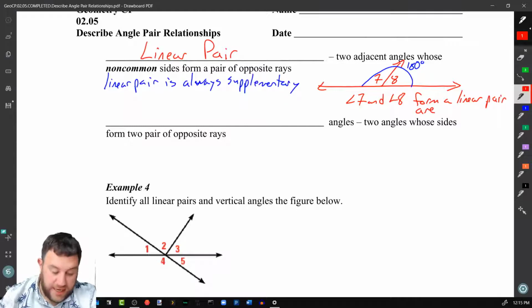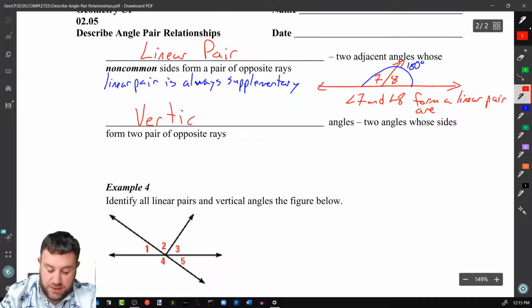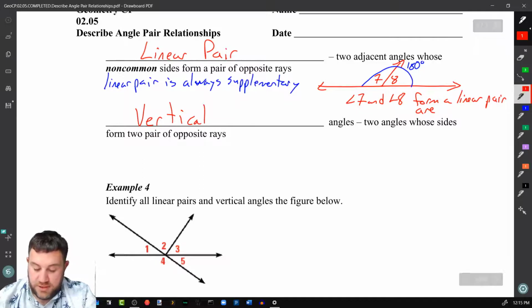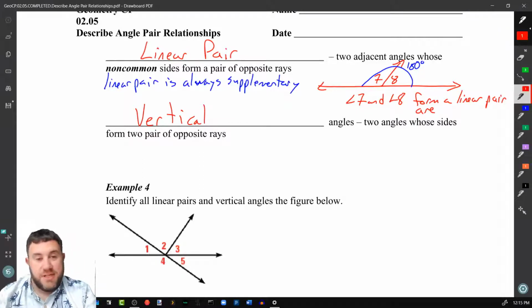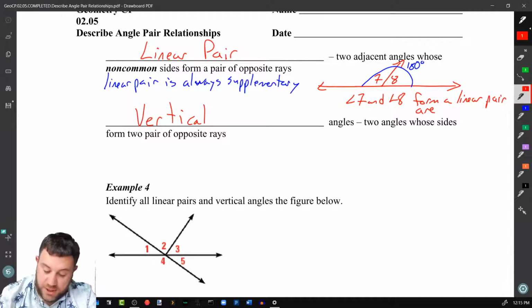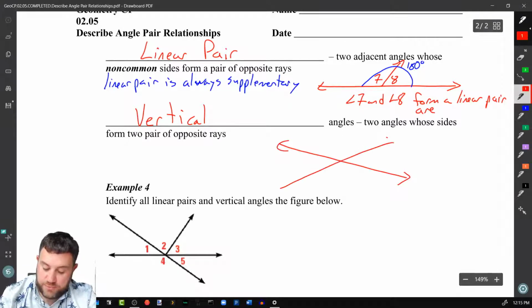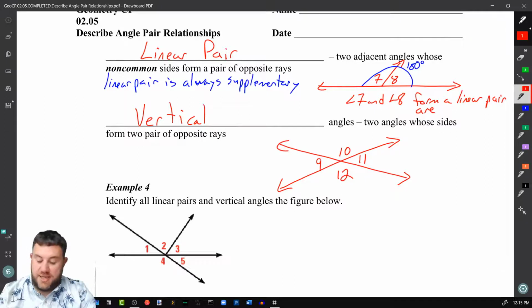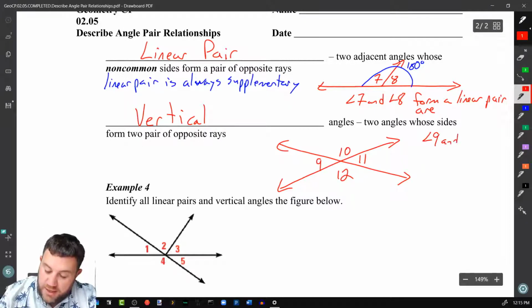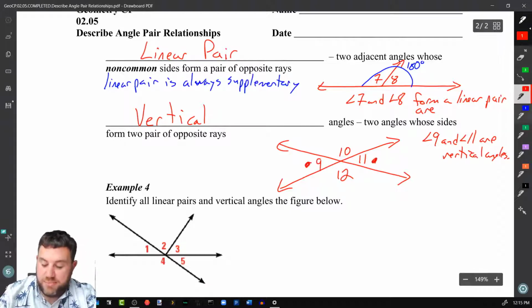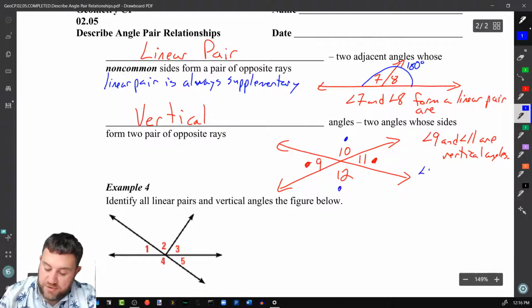And our last vocabulary term is vertical angles. These are two angles whose sides form two pairs of opposite rays. That seems kind of confusing. But when we have two lines that intersect, we'll call these angles 9, 10, 11, and 12. The angles that are on opposite sides of each other, so angle 9 and angle 11, are vertical angles. And that's these two, see how they're opposite. And then 10 and 12 are also vertical angles.